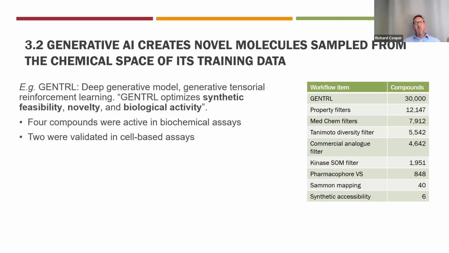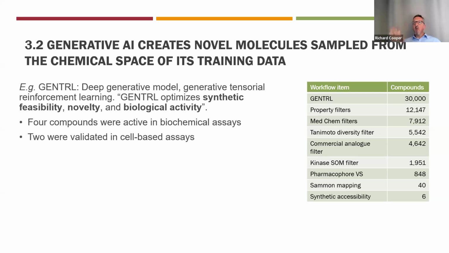So their deep learning model generated 30,000 compounds. They then applied some property filters. Off the top of my head, I don't know what they were at all. But that cut it down to 12,000. Then the med-chem filters, that will be Lipinski type things, log Ps and so on, cut it down to just over 8,000. Then a diversity filter, I guess that's to make sure that you don't have lots of the same molecule going through to the next stage.